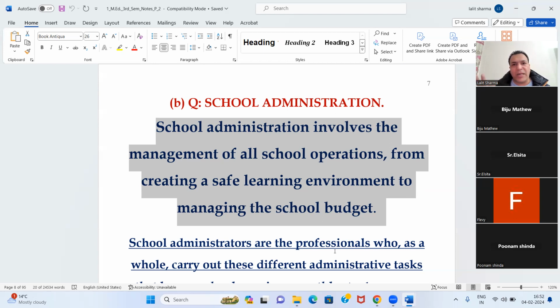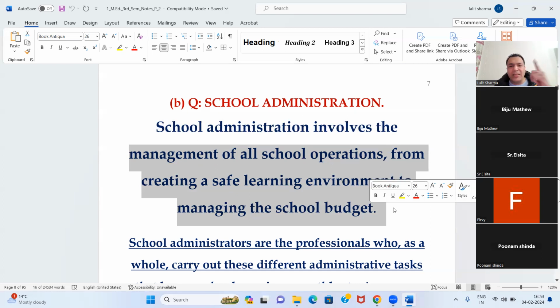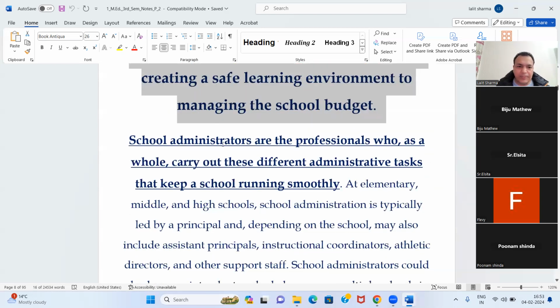Our first to third class gives this fee, third to seventh class gives this fee, seventh to tenth class this fee. This is the budget, this is the salary of the teachers, this is the miscellaneous, all the expenses, and this is the whole budget. So this is the duty of the principal, to be involved in the management of all school operations, from creating a safe learning environment to managing the school budget. This is administration.